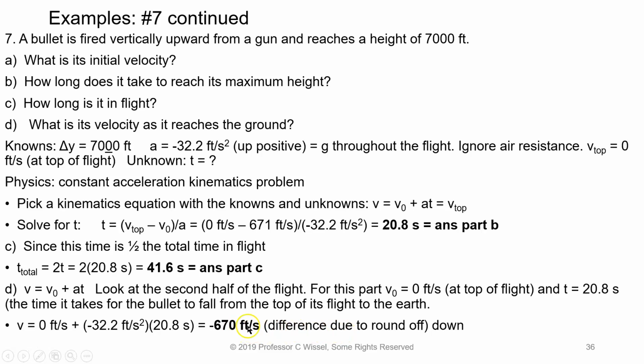The difference between this and the one we had before, the previous page, is just due to round off. Don't worry about that last digit. And the negative sign means it's down. Okay, so that means the velocity is downward.